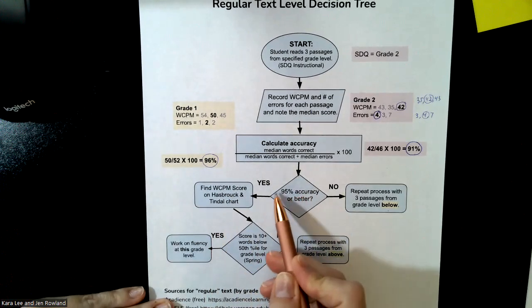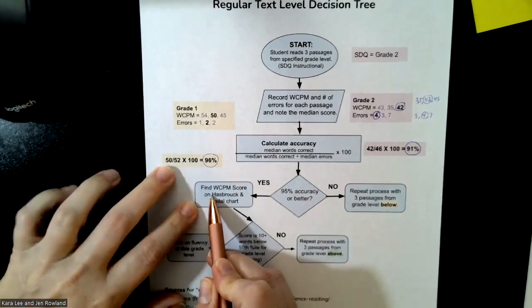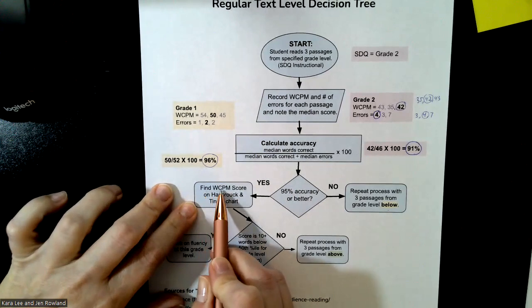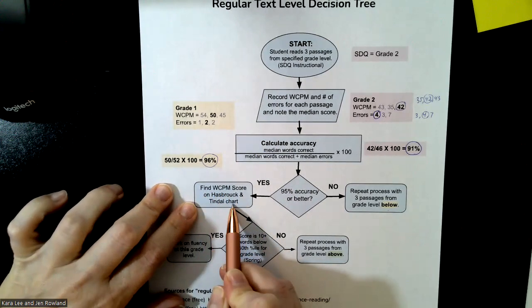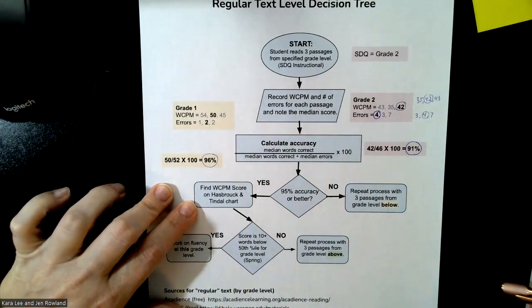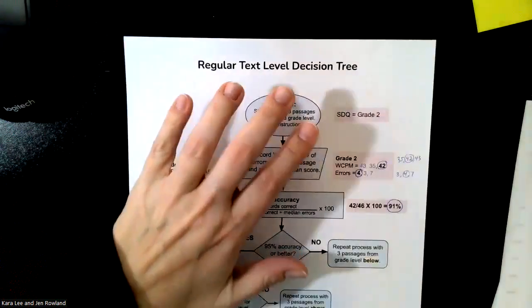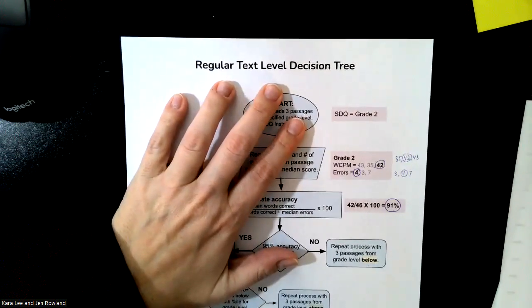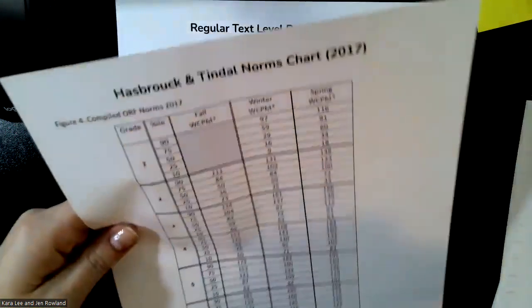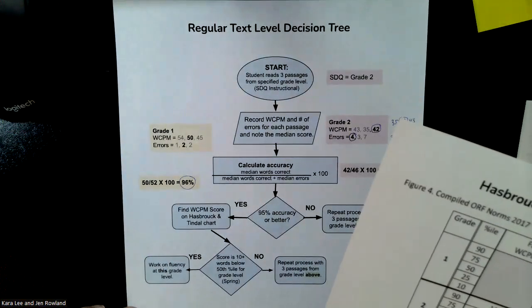If the answer to this question is yes, now I do this step. Find the words correct per minute score on the Hasbrook and Tyndall chart. What the heck is that? Well, it's the 2nd page of this regular text decision tree document. It's page 2. Okay.